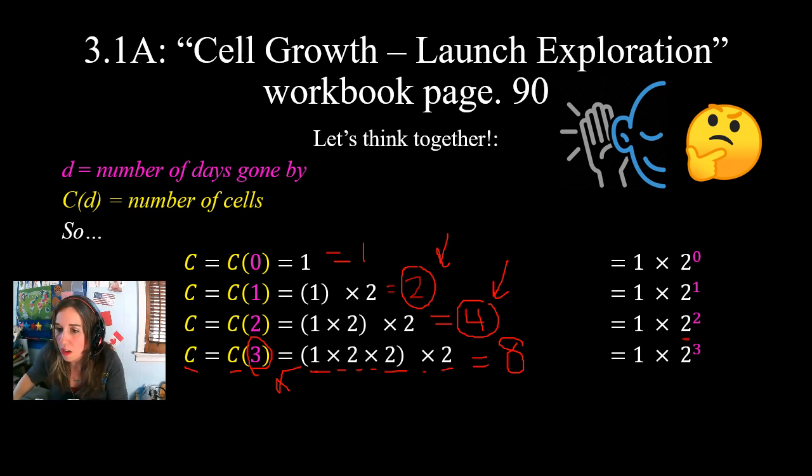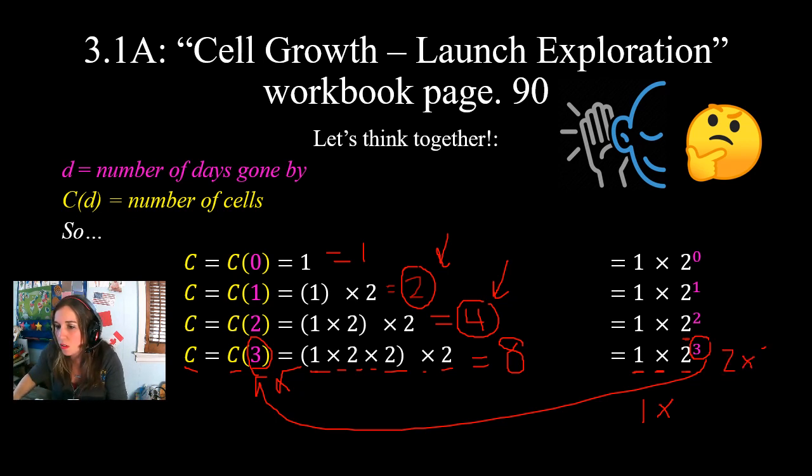Let's see if our pattern held true. Our initial value times our constant multiplier to the third power. Why the third power? Because we're on day 3, right? Okay, does that equal 8? Let's find out. 1 times 2 to the third, which is 2 times 2 times 2.